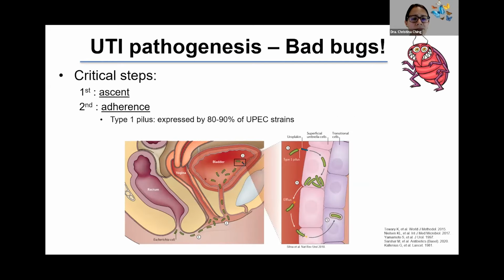There are some critical steps that enable microbial access to and growth in the urinary tract. First is bacterial ascent from the perineum. We do know that the uropathogenic bacteria is usually arising from the GI tract. The second is bacterial adherence to glycoprotein receptors on the uroepithelial cells via bacterial structures called pili.